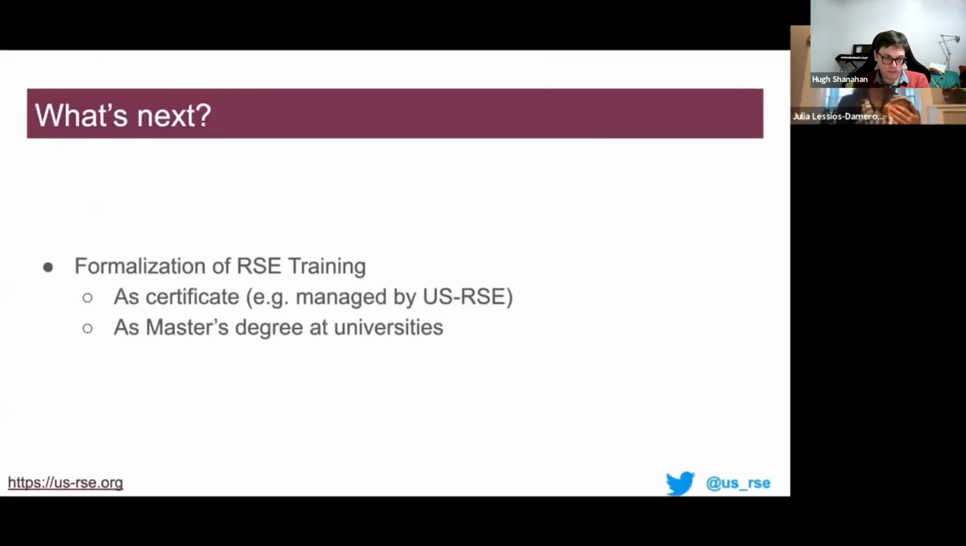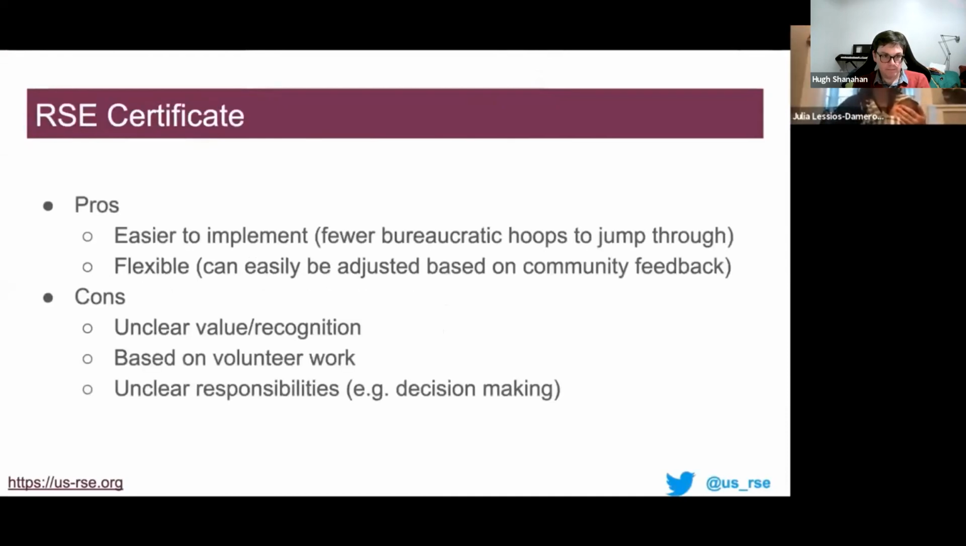What's next is that we're thinking about how we can formalize RSE training. And that could be either as a certificate or as a master's degree at the university. Both of these have pros and cons, and a certificate would be easy to implement and flexible, since there would not be a lot of bureaucratic overhead. But on the other hand, it would be unclear what its actual value is. It will all be based on volunteer work. It would be unclear what the responsibilities are, who makes decisions, who decides things.